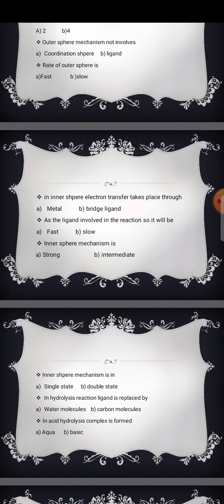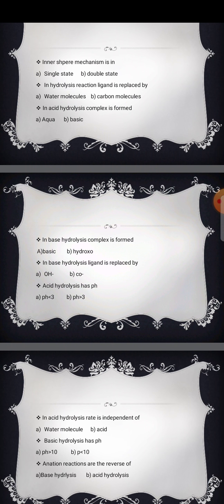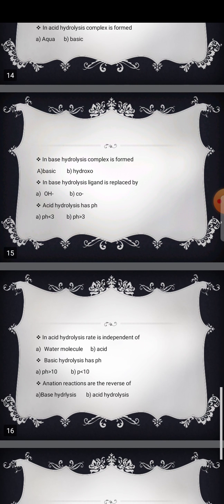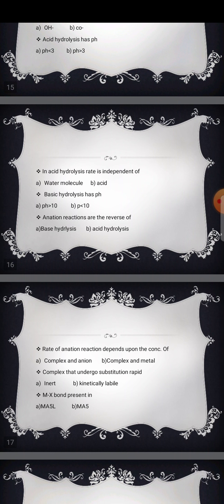Acid hydrolysis has pH greater than 3 or pH less than 3? The answer will be A. In acid hydrolysis, rate is independent of water molecules or acid? It will be water molecule. Basic hydrolysis has pH greater than 10 or pH less than 10? It will be A. Anation reactions are the reverse of base hydrolysis or acid hydrolysis? It will be acid hydrolysis. Rate of anation reaction depends upon the concentration of complex and anion, or complex and metal? It will be complex and anion.